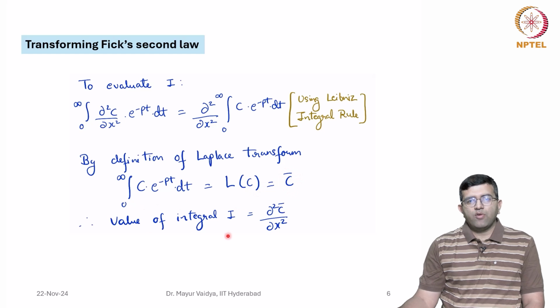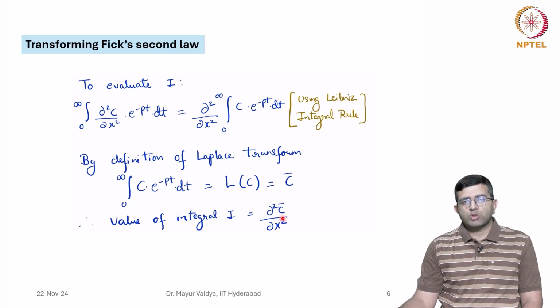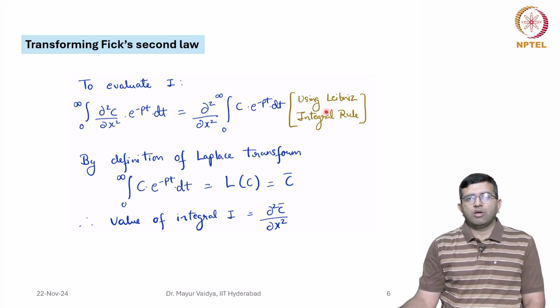Now, the value of the integral therefore becomes dou square c bar by dou x square. So, just to recap, we had this integral here. Now, you see one is with respect to x, another is with respect to t. So, now we make use of the Leibniz integral rule and take the derivative outside, and now it becomes dou square c bar by dou x square.